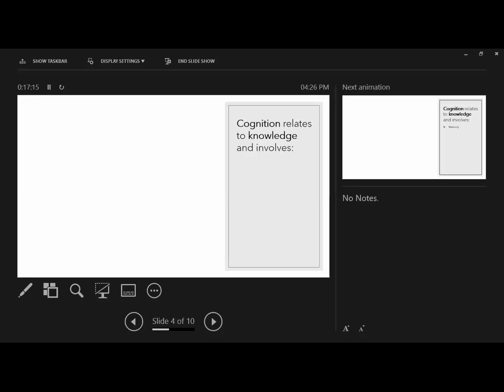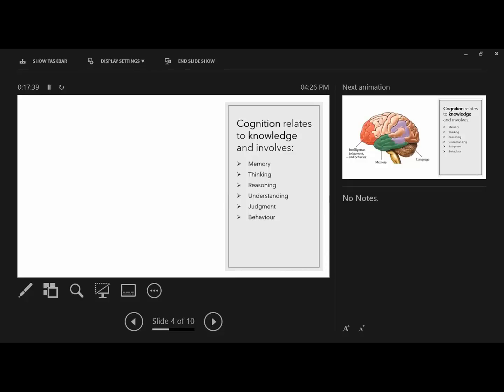Very good, very good. Cognition is processed, stored, and takes place in a brain, and it involves the memory, the thinking, reasoning, understanding, judgment, and behavior. Okay, these are the characteristics of, or I better say, all these different activities that happen in our brain build cognition. All of them represent cognition.